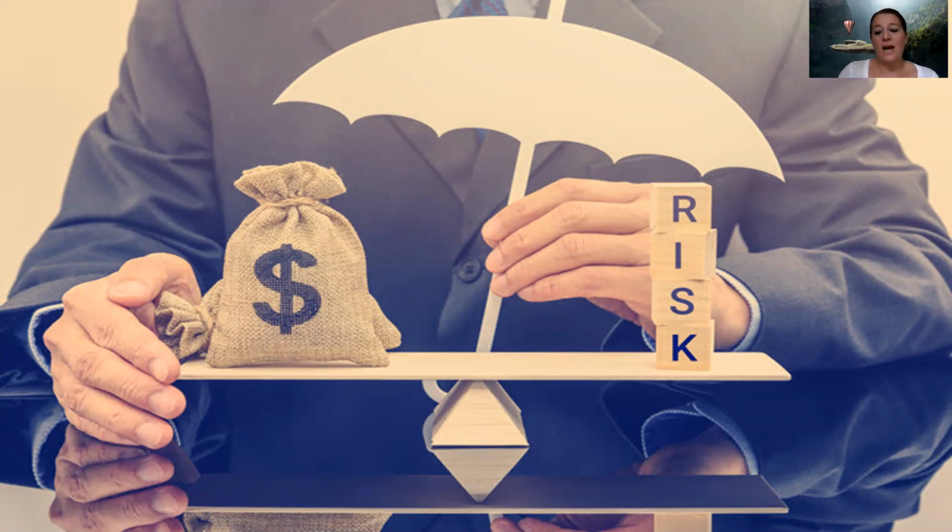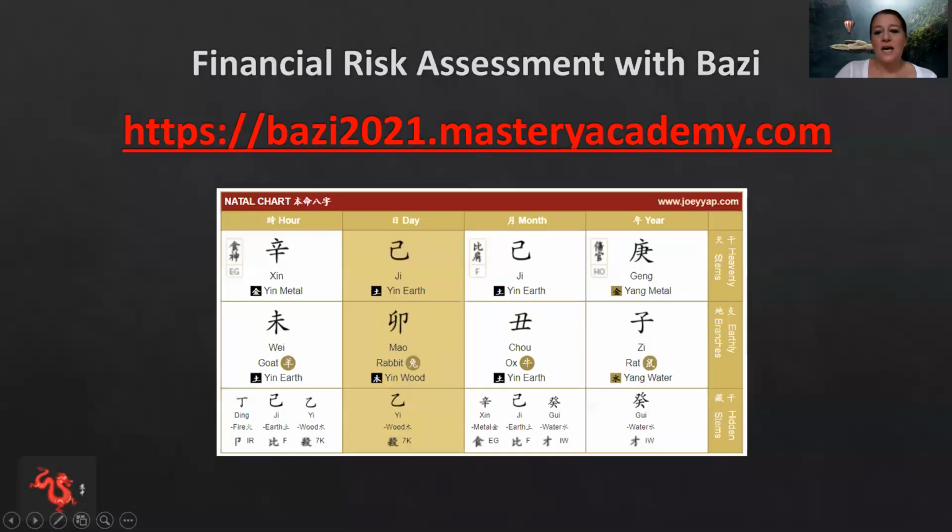Today I want to show you how you can very easily detect a person's attitude towards money and finances, and also why they tend to get in trouble, by just looking at someone's Bazi chart. You can also check this for yourself. Sometimes a little bit of awareness is all it takes to get you into a better financial standing. The way this is done is actually very simple.